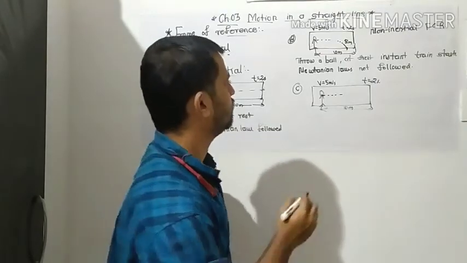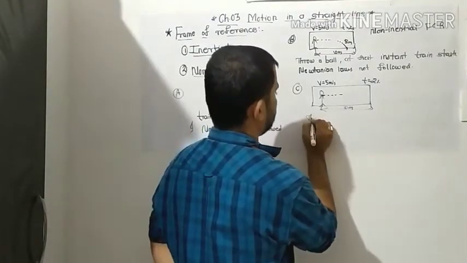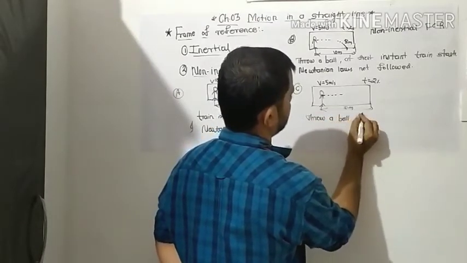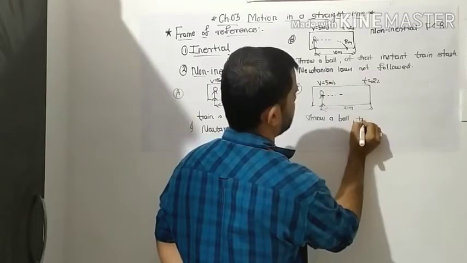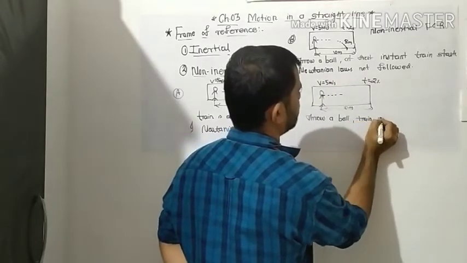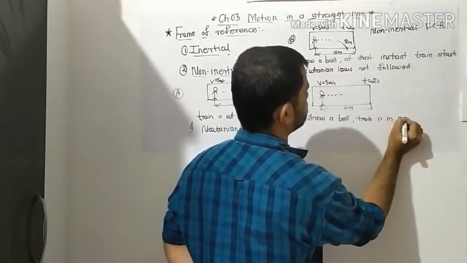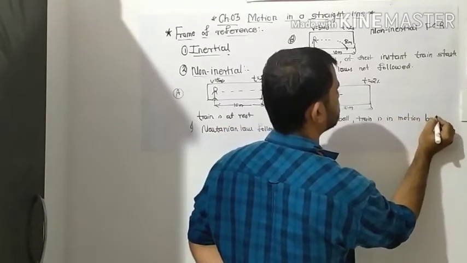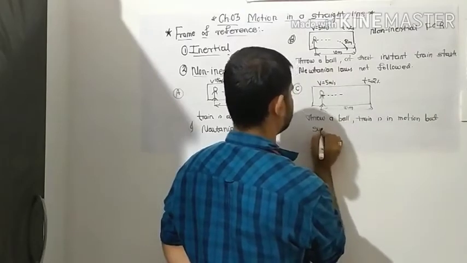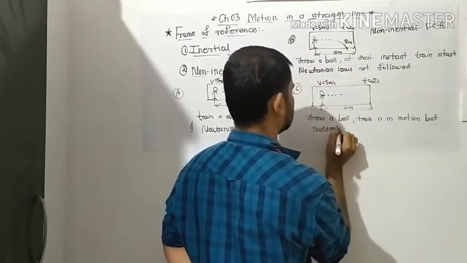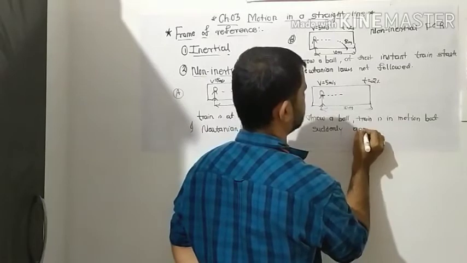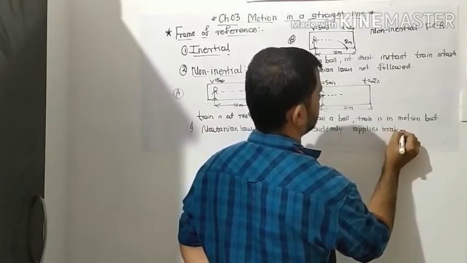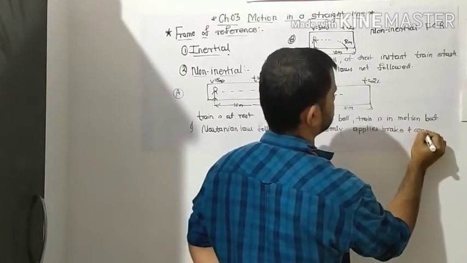Now we throw a ball and the train is in motion, but suddenly the train applies the brake and comes to rest.